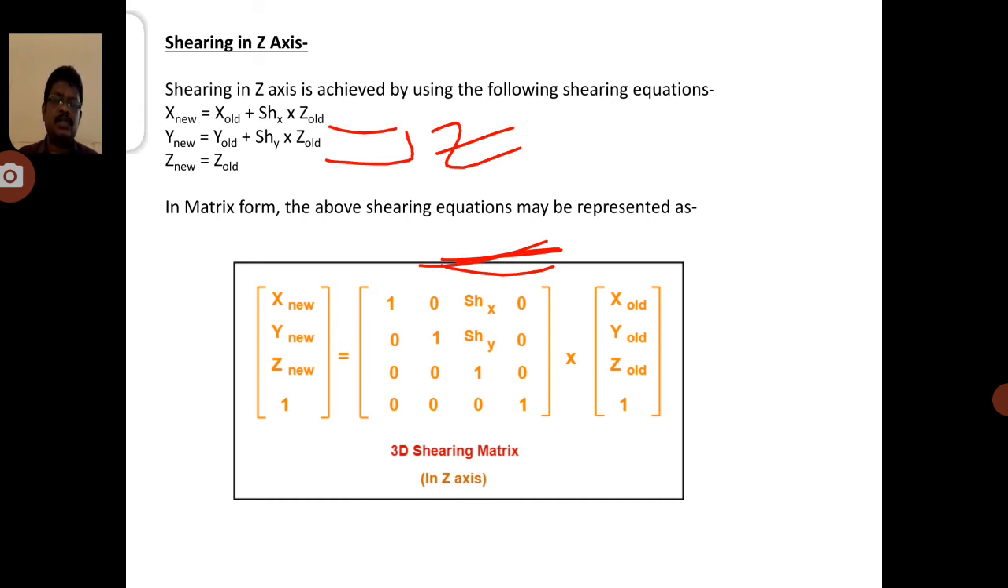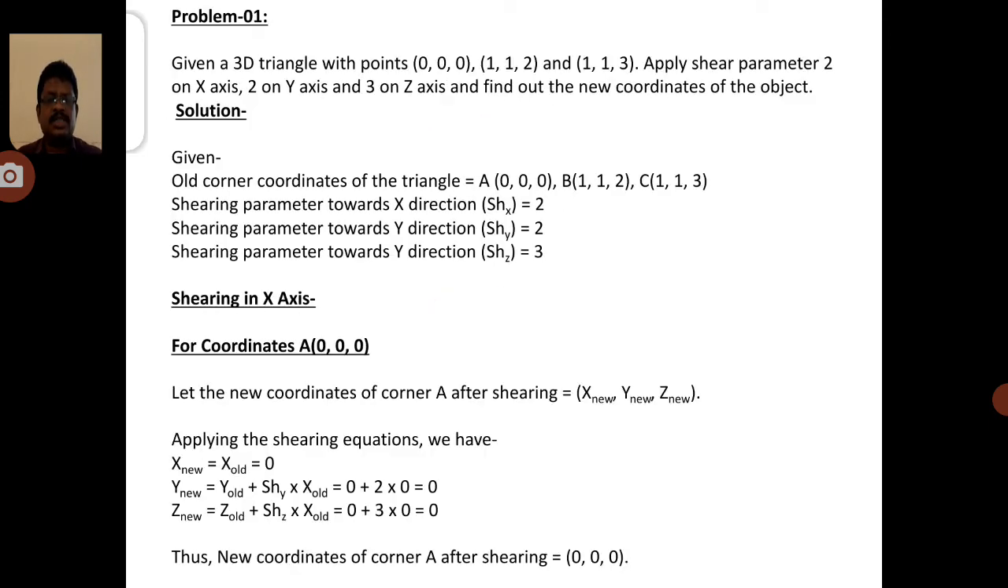The two values are considered here, and the remaining values are the same, multiplied by x old, y old, z old and 1. The 1 is the unity value here. So shearing is the concept by which we can change the object.